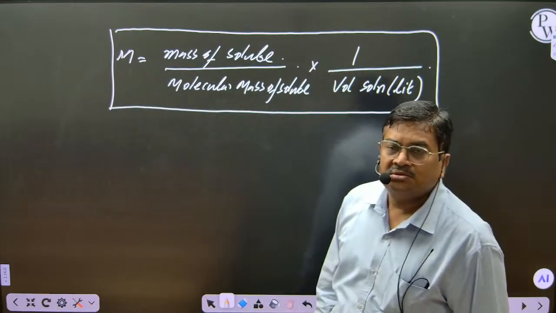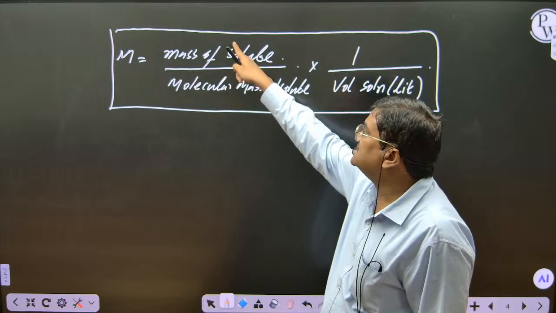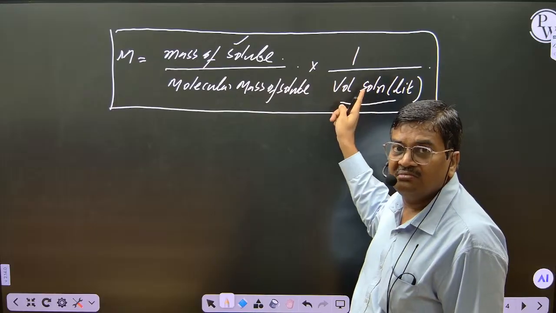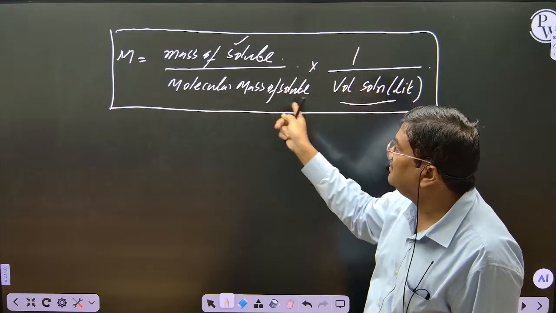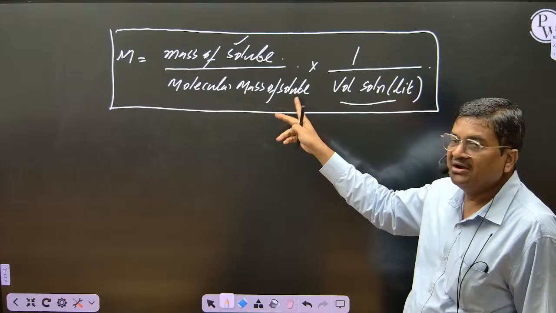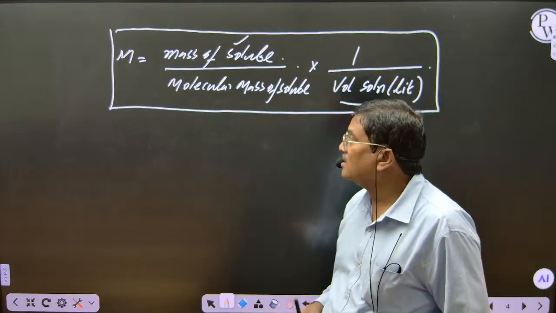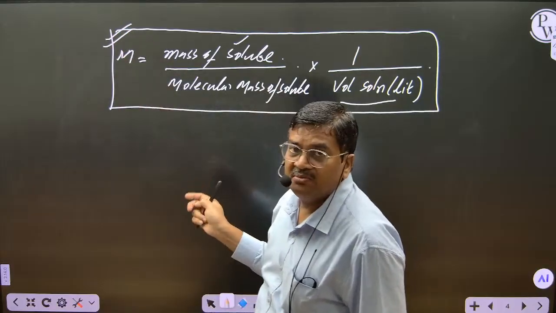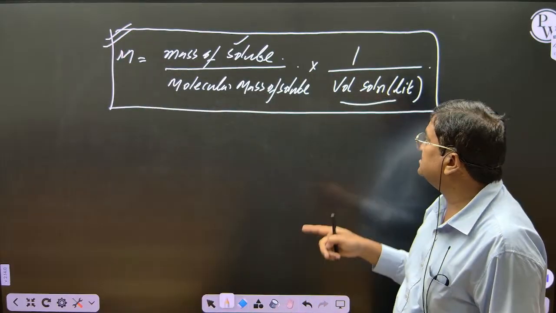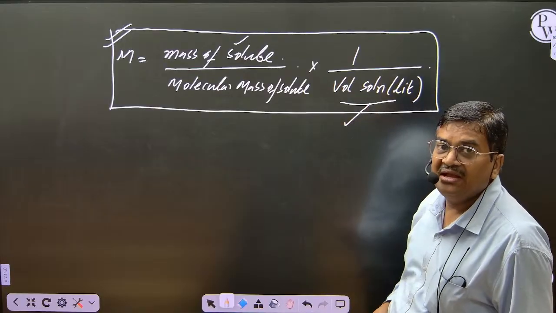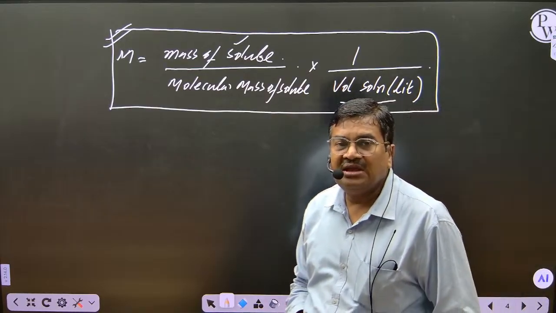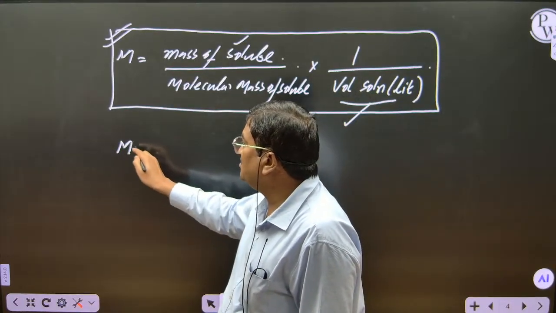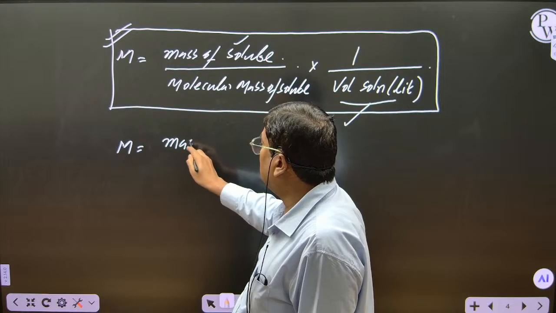Now, in the problem they give you the mass of solute and the volume of solution. If the volume is in liter, then we apply this relation. Molar mass we can find out from the substance. Clear, student? This is an important relation for molarity, and numerical problems come from this. Suppose the volume of the solution is given in milliliter. As you know, 1 liter is how many ml? 1000 ml.